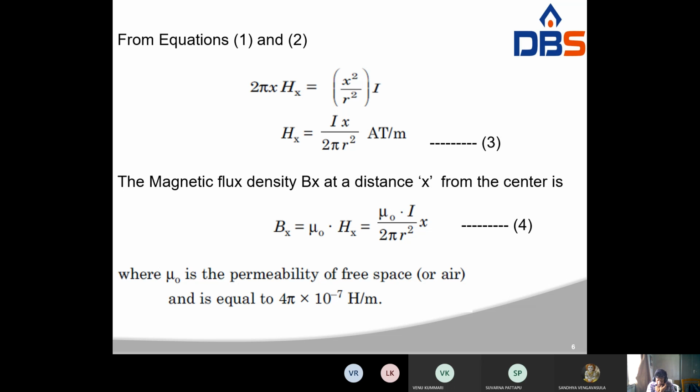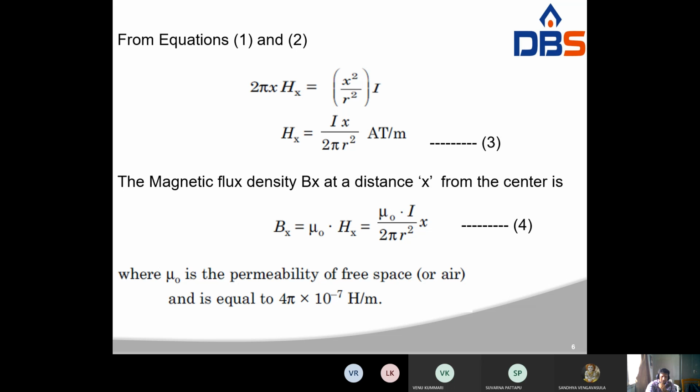So now we know the intensity and we know the flux density. From that flux density, we find the change in flux d phi, and from that we find the flux linkages. So first you find the intensity, from that the flux density, from that the change in flux d phi, and from that the flux linkages psi. Right? Here mu 0 is the permeability of free space, and we know the value.